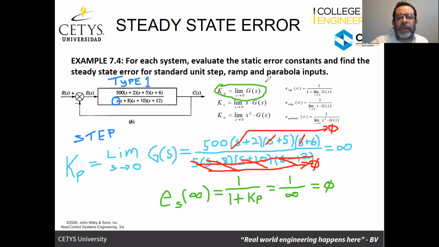Was that clear? And so this one right now is the one where we're calculating the error for the step, ramp, and parabola. Those are the three errors that we've got. So for a type 1 system, we don't even have to do the calculations. For a type 1 system, it's going to have a 0 steady state error for a step.